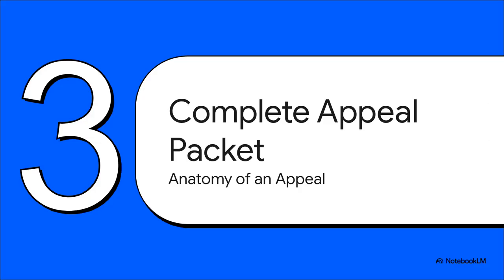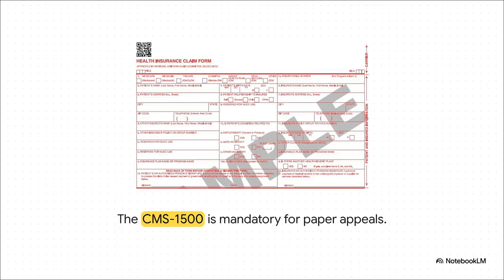Up next, Section 3, Anatomy of a Complete Appeal Packet. Once you've determined an appeal is actually necessary, you need to know how to build a winning submission packet. Sending a half-finished appeal is basically doing the payer's job for them. You're just giving them an easy excuse to uphold the denial. Missing even one tiny document can reset the payer's clock entirely.